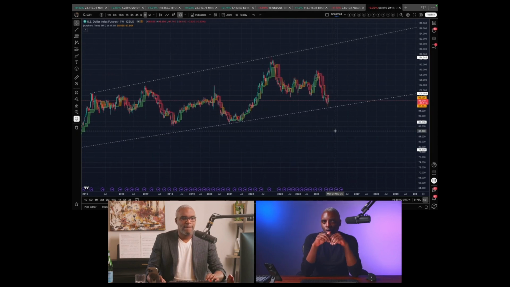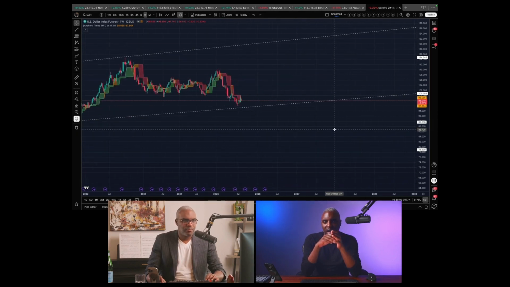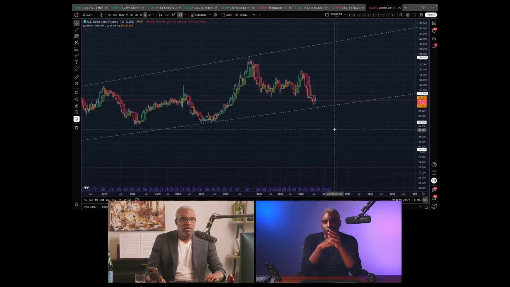So the lower it goes, the more bullish it is for assets, including Bitcoin. The higher it goes, the more bearish it is, because when there's more demand for dollars, that means people are selling assets in order to acquire dollars. And when the DXY is going down, that means people are selling dollars for assets because they believe they'll get more money in the future with assets.